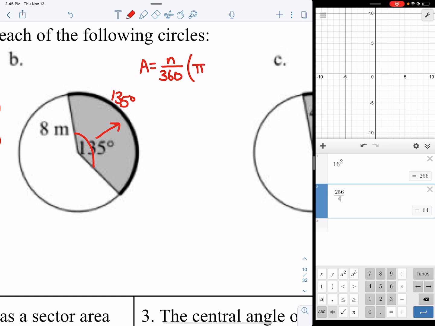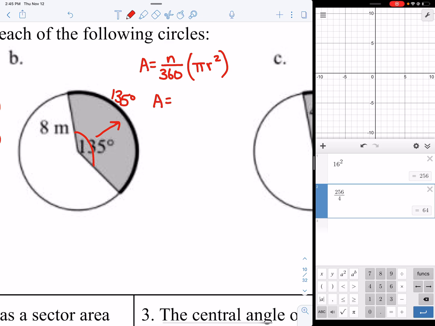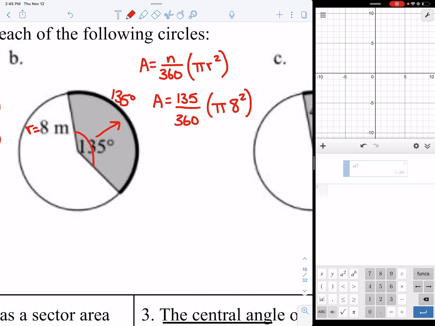Then we've got to multiply by the area of the circle. So we're basically finding a fraction of the area of the whole circle. So we're saying 135 out of 360 times pi r squared, which they gave us was 8 for our radius. All right, so we can calculate. I'm just going to type in 135 divided by 360.